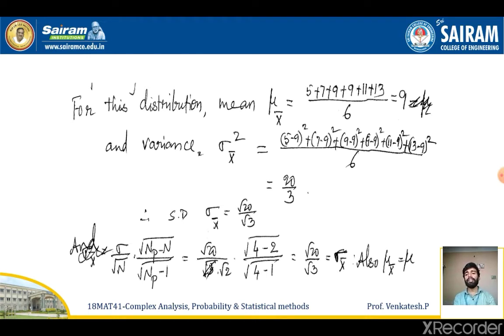The formula is sigma divided by square root of small n, into square root of capital N minus small n divided by square root of capital N minus 1. If I replace capital N with 4, small n with 2, along with the value of sigma from the actual population, I get root 20 divided by root 3. We can compare this value with the standard deviation of the sample means. Both are the same. So in this problem, mu x bar equal to mu is verified, and also sigma x bar equal to sigma by square root of small n into square root of capital N minus small n by capital N minus 1 is verified.